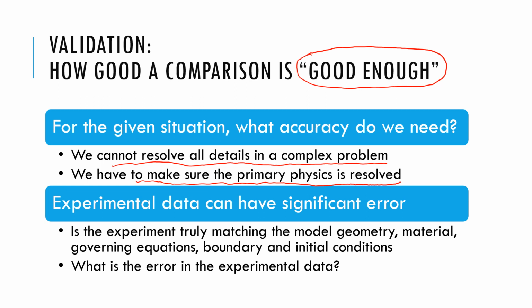Okay, so the other point is to note that experimental data can also have significant error. It is not like the speed of light, which also has a very, very tiny amount of uncertainty, but that's tiny. The data that we collect by experiment is nothing like the speed of light.